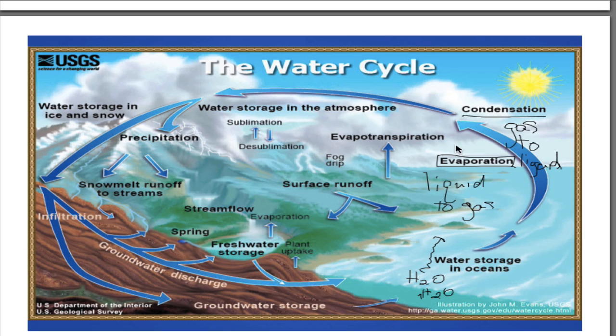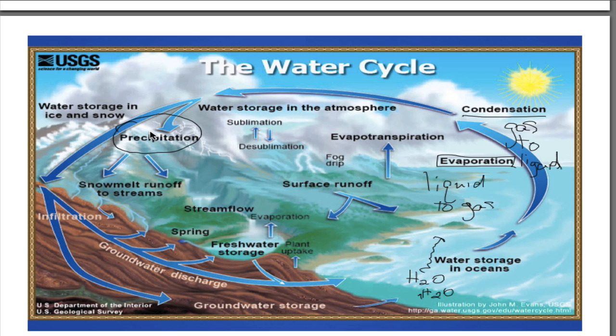All right, so these two are kind of opposites of each other, and that liquid now is going to be in these clouds. Eventually that liquid is going to become so heavy that it's going to fall to the earth in the form of precipitation. So now we're over here. That precipitation could be rain, it could be snow, sleet, hail, whatever.